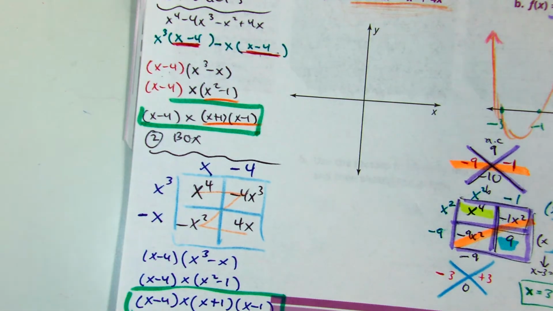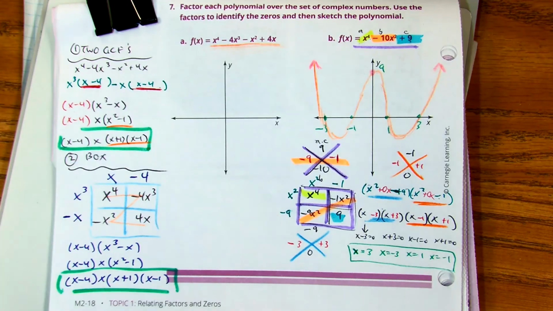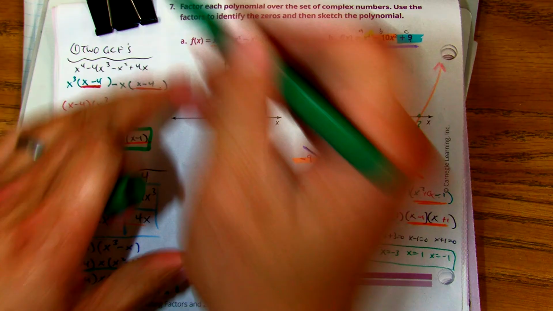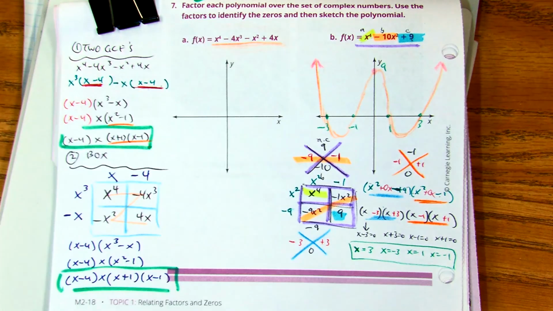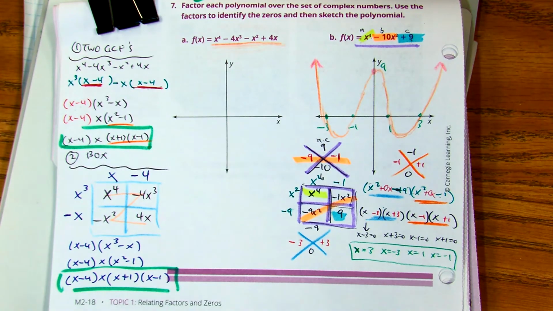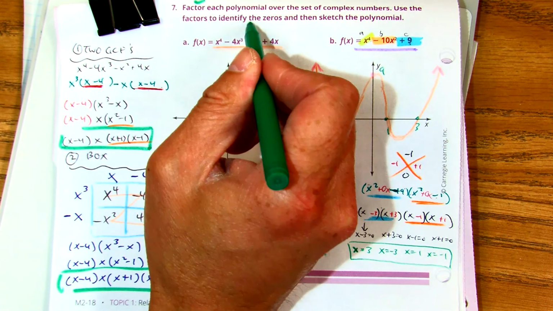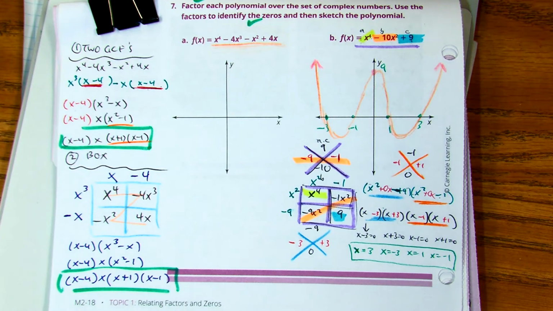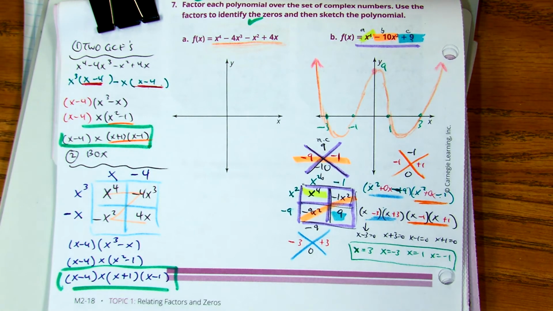Let's finish the problem. We're supposed to factor, we just did that, whether you use two GCFs or the box. Now we're going to use the factors to identify the zeros. Partner A, tell partner B, how do you find zeros from the green box? Peter, how do I identify the zeros from the green box? We're going to set them equal to 0. Let's do that.